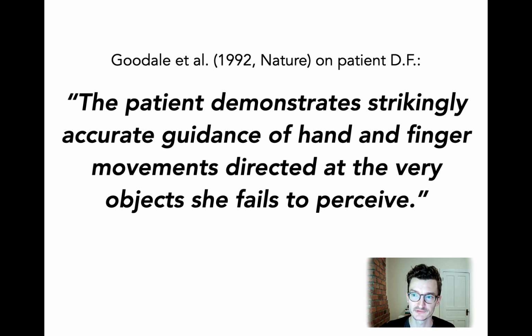The patient demonstrates strikingly accurate guidance of hand and finger movements directed at the very object she fails to perceive. So there seems to be a dissociation here, a single dissociation between identifying objects and interacting with objects. So you seem to be able to interact with objects even if you can't identify them. Very interesting. And it seems as if object identification depends on the integrity of the temporal lobe.